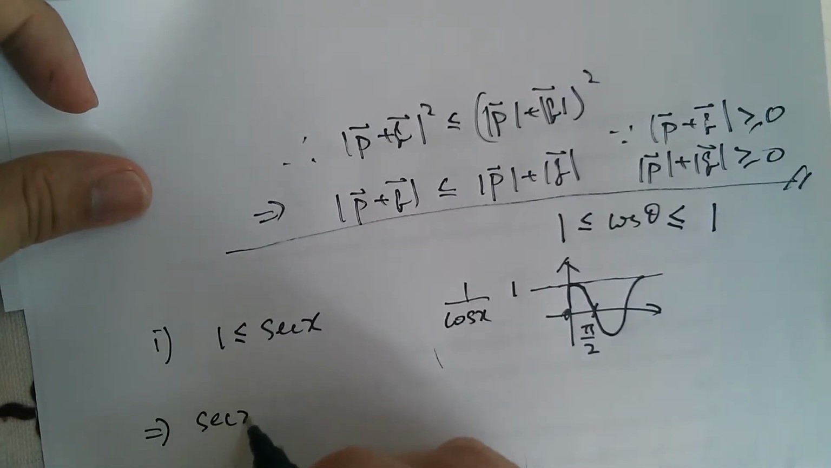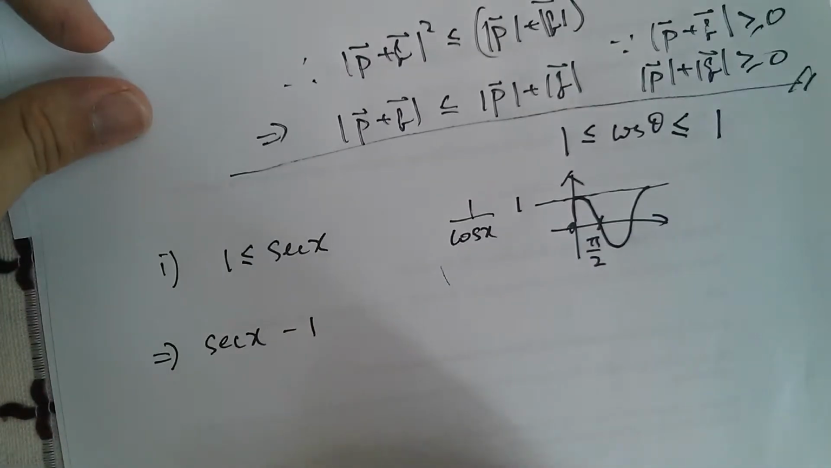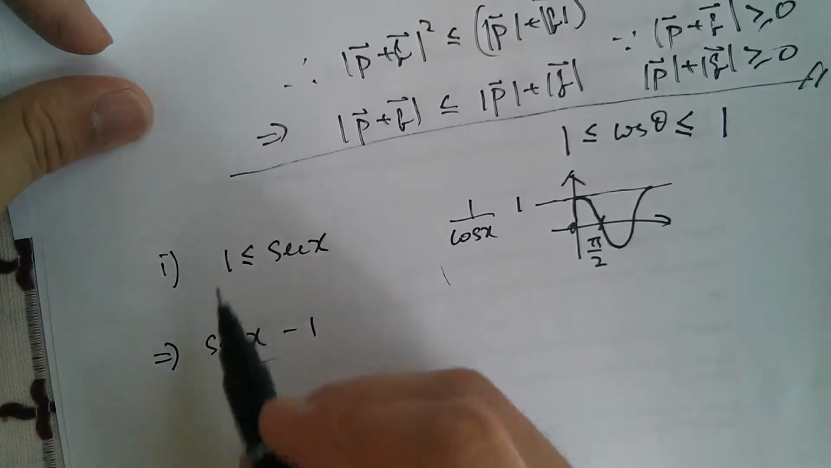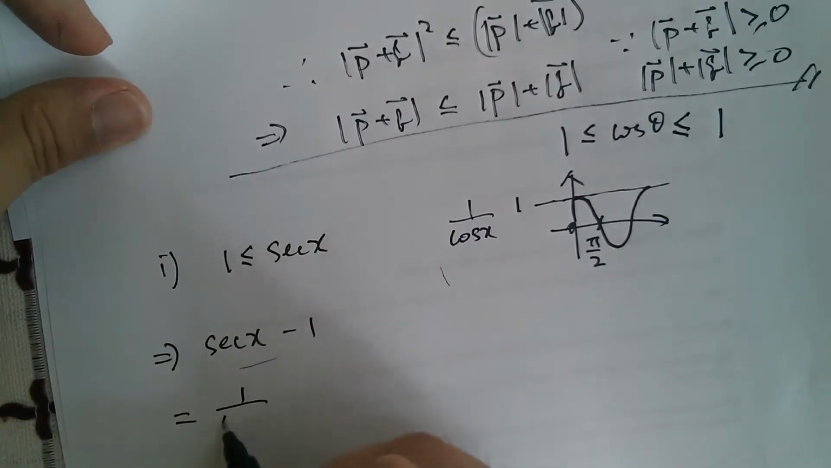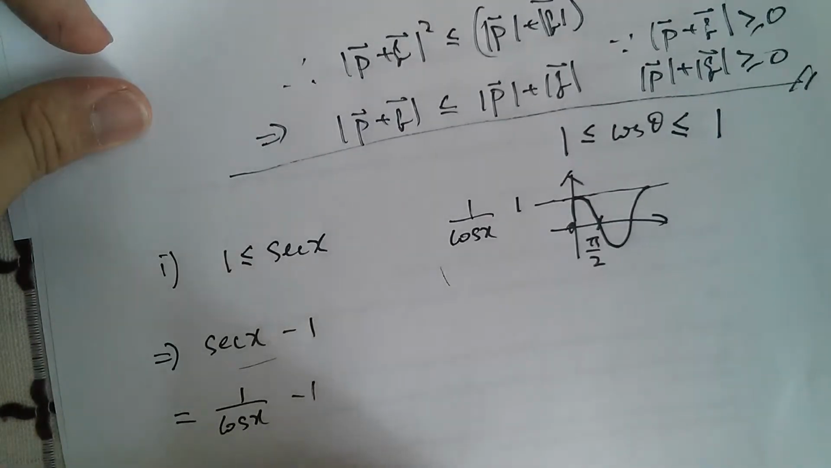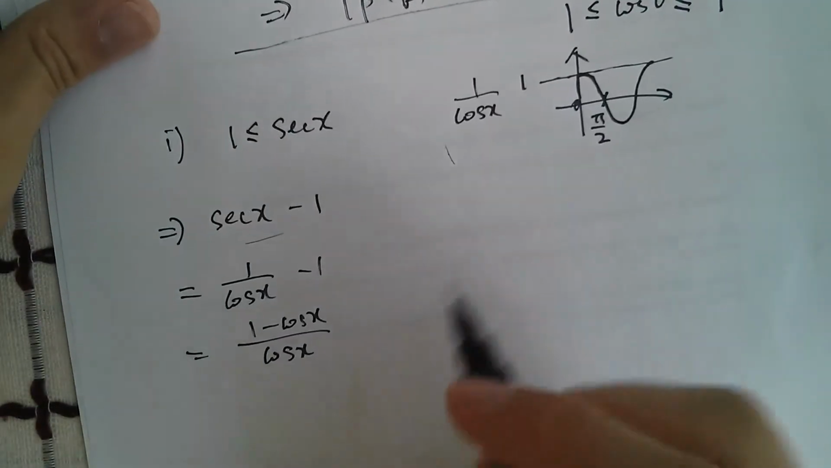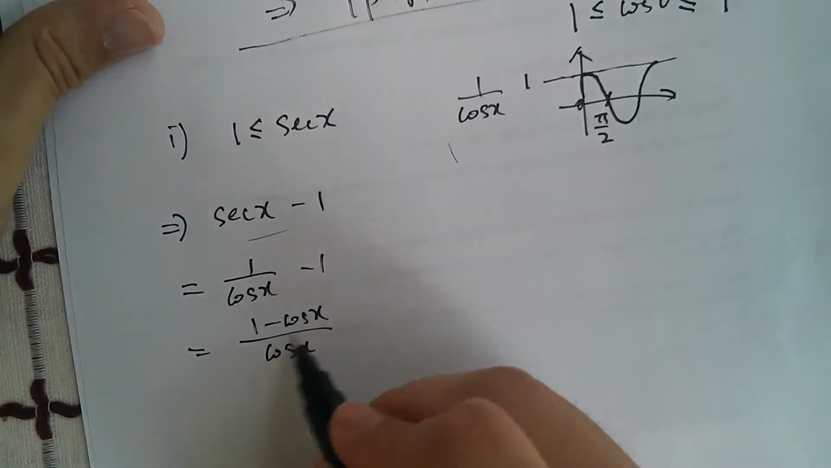We're going to consider maybe secant x minus 1. We're expecting this to be positive, because secant x is supposed to be bigger. Secant x is 1 over cosine x minus 1. And then we get a common denominator. It's like this.